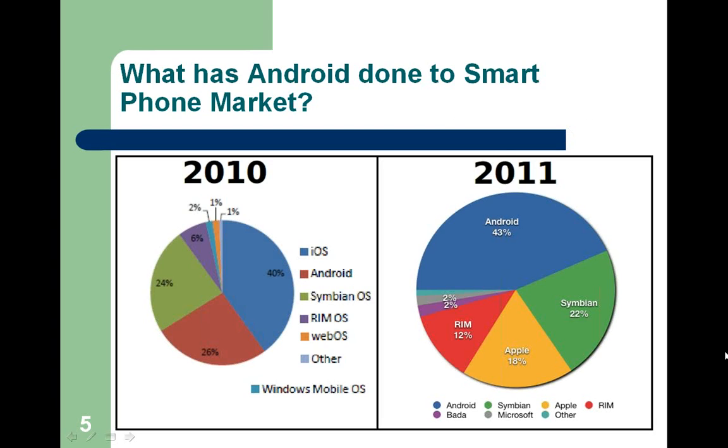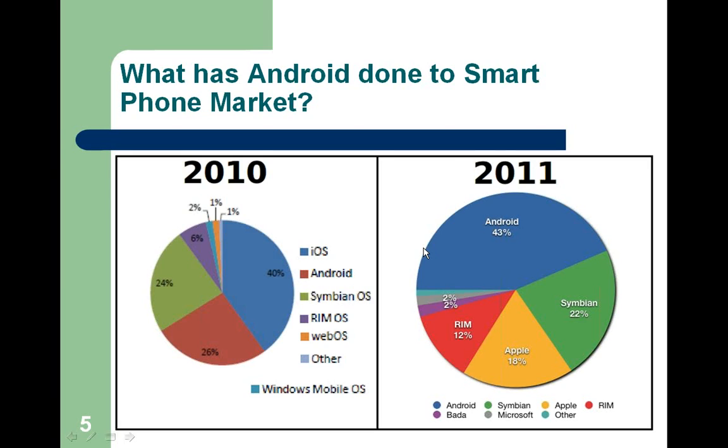Okay, this is what Android has done to the smartphone market in the last couple of years. If you look at 2010, Android had a contribution of only 26%, but if we look at last year, this has grown to 43%. So this in brief gives us a snapshot of what Android has done to the smartphone market, and why Android has been picking up so fast.